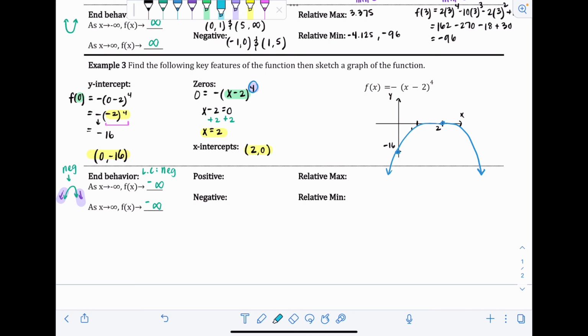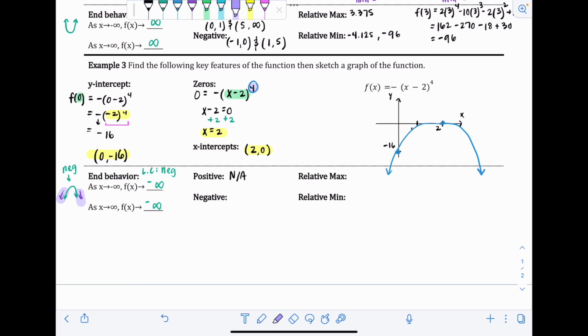Okay, that's our sketch. So if we're trying to determine where the function is positive, at no point is it above the x-axis. There's no points up here. So it's not positive at all. So I'm just going to put NA for positive.